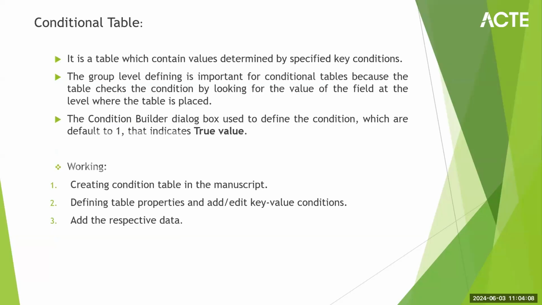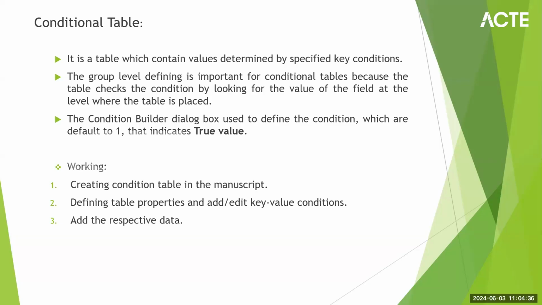Conditional table is another type. It is a table which contains values determined by a specified key condition. The group level definition is important for a conditional table, because the table checks the condition by looking at the value of the field at the level where the table is placed. The conditional builder dialog box is used to define the condition, which defaults to 1, indicating a true value.